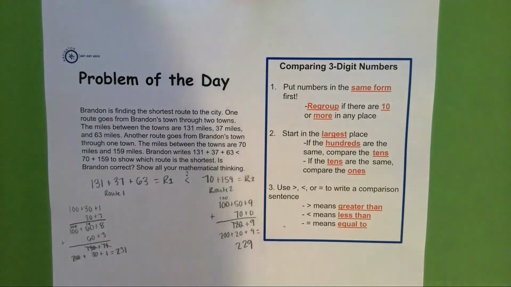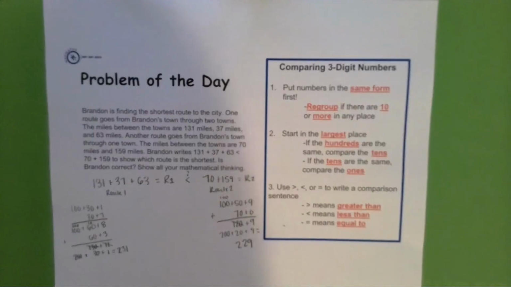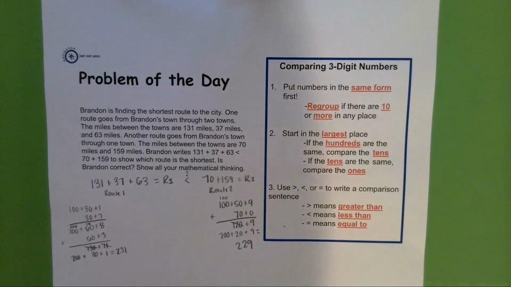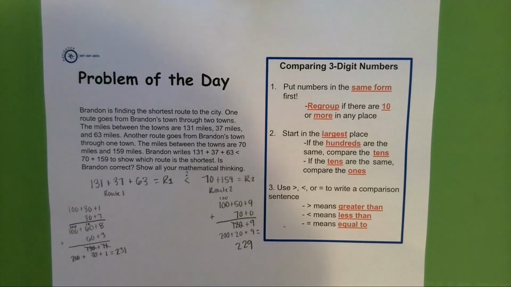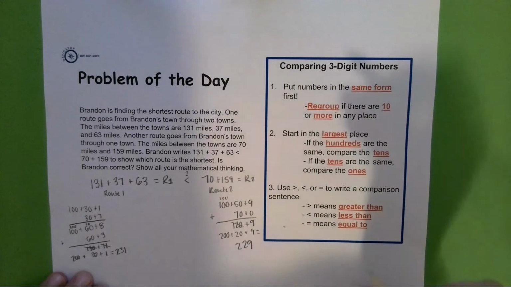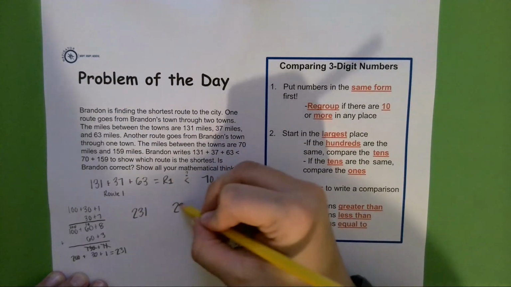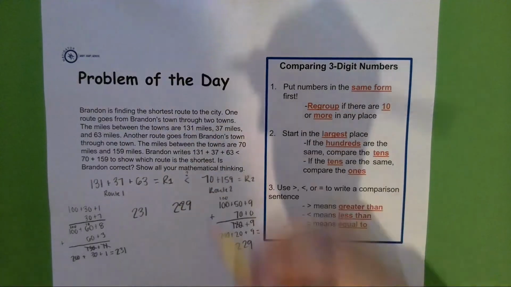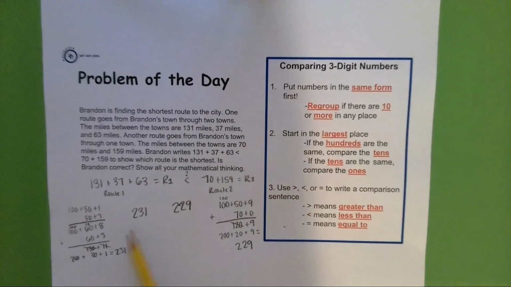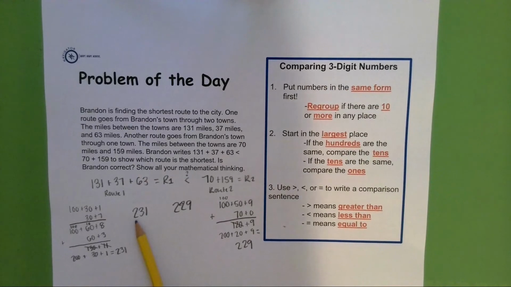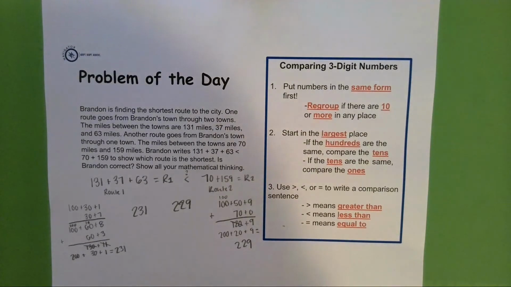How can we check to see if Brandon is correct and the less than symbol is accurate? Say it out loud. I bet you said that we could compare our two amounts. We have 231 and 229. And I bet you said that we should start in the hundreds place. But look, we have 200s and 200s. How can we compare these two amounts? Say it out loud.